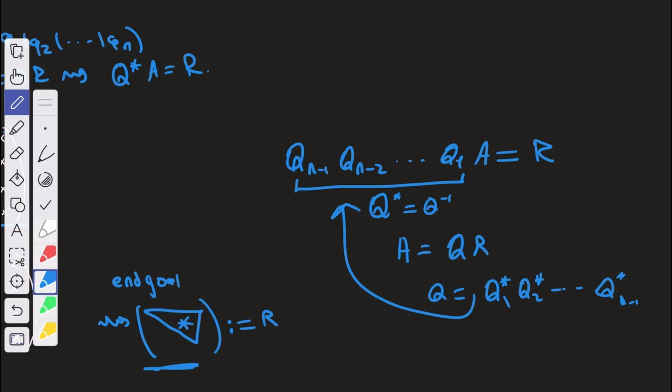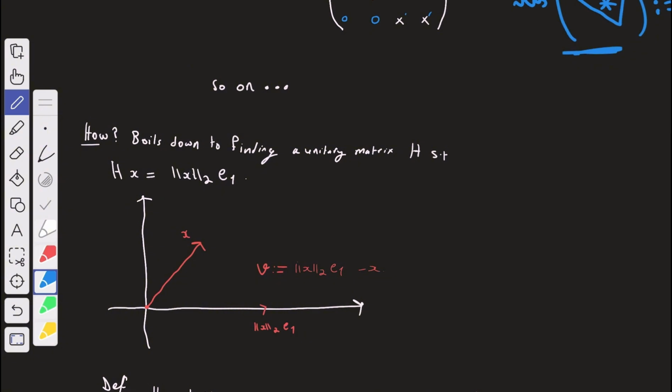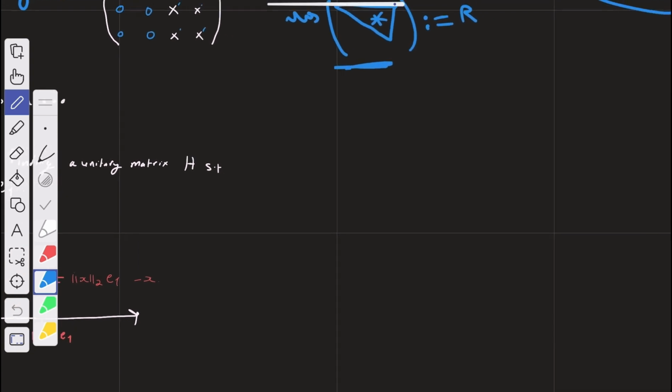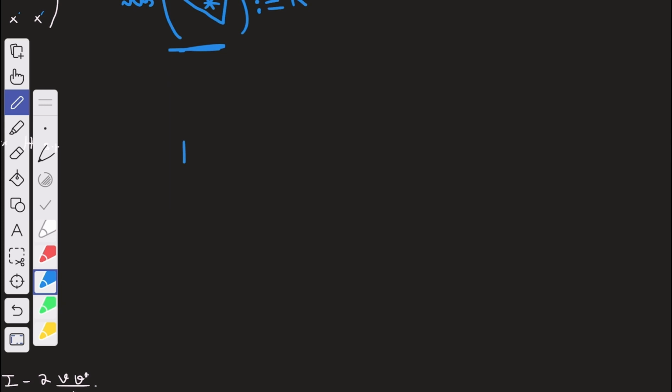So let us see how to do this. Let us see what kind of matrix we're looking for. We're looking for a unitary matrix H such that if we hit it with a vector of this form, we get a vector with a new first entry and then zeros below that.